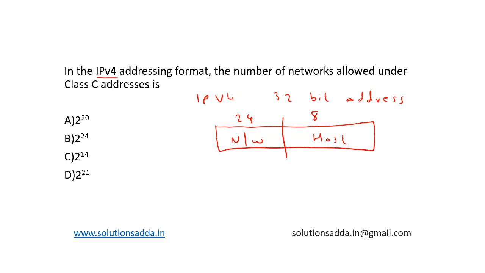But even in this 24 bits, the initial 3 bits are reserved and they are 1, 1 and 0. So the rest of the 21 bits are used for assigning networks and the rest 8 bits are for the host. So the total number of networks that are allowed is 2 to the power 21 here. So option D, 2 to the power 21, is the correct answer.